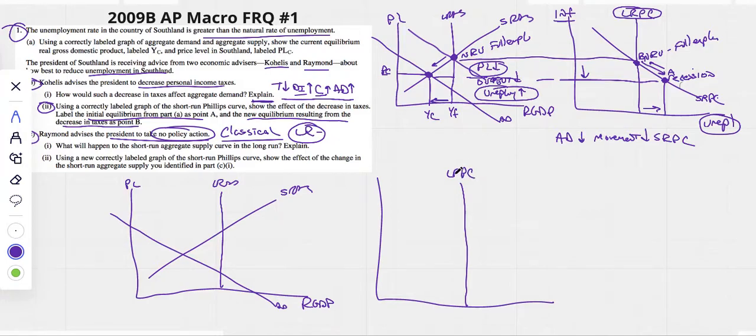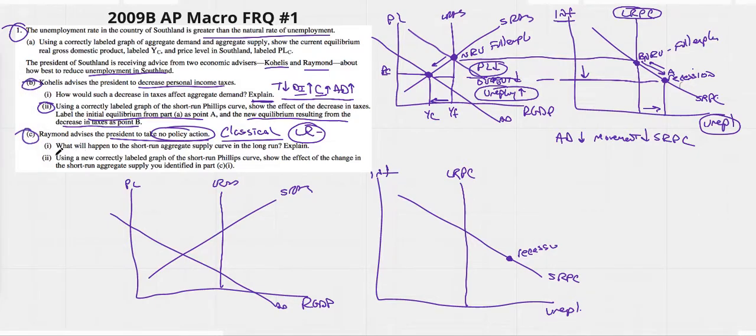Long run Phillips curve, short run Phillips curve. Remember, inflation on the vertical, unemployment on the horizontal. All right. So we know we're in a recession here, so let's just put that in. We are at a recession. We've moved down our short run Phillips curve. Raymond advises the president to take no policy action.